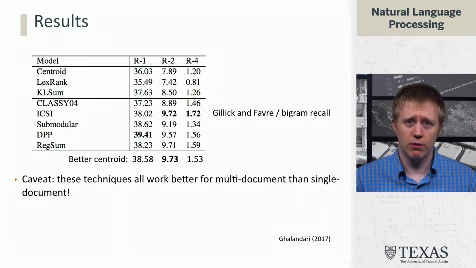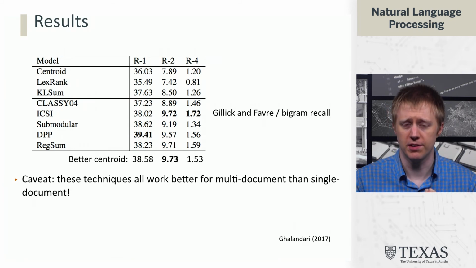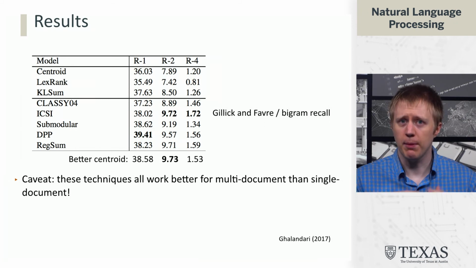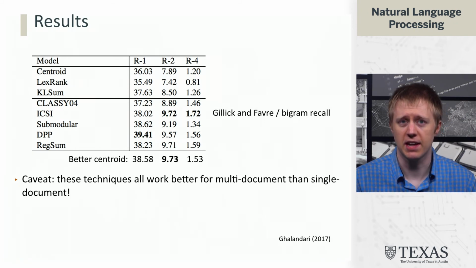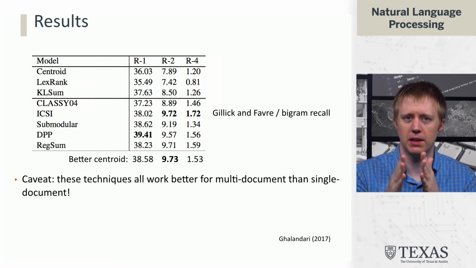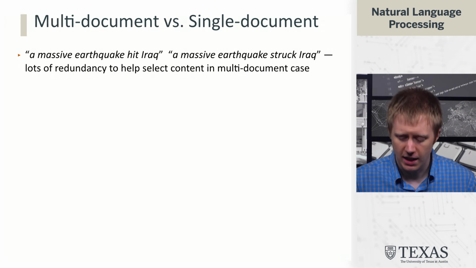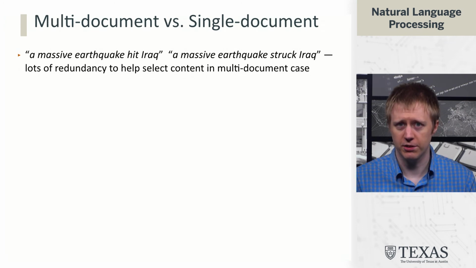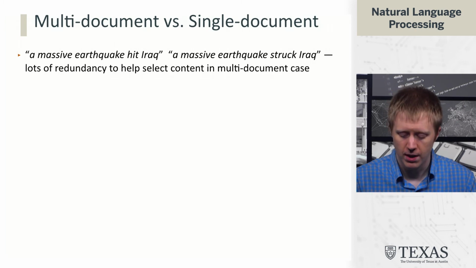So the one caveat I'll give is that all of the stuff we've been talking about so far is pretty much fit to the multi-document summarization case. These bigram-based techniques that rely on counting up bigrams rely on the fact that there's going to be a lot of redundancy across these documents. That helps us do content selection because we can look for what's redundant, and that's a very robust cue.